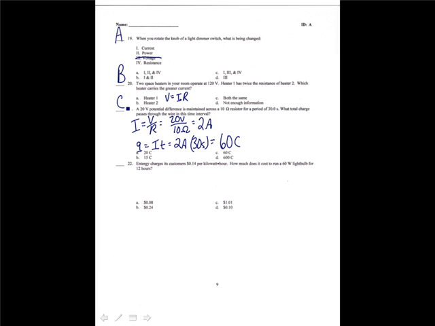Entergy charges its customer about 14 cents per kilowatt hour. How much does it cost to run a 60 watt bulb for 12 hours? A number of different ways you could do this. Let's just figure out what are the kilowatt hours for this 60 watt bulb for 12 hours. Well, 60 watts is equal to 0.06 kilowatts. Moving the decimal place over 3 spaces, 0.06 kilowatts. So I get 0.06 kilowatts times 12 hours gives me 0.72 kilowatt hours.